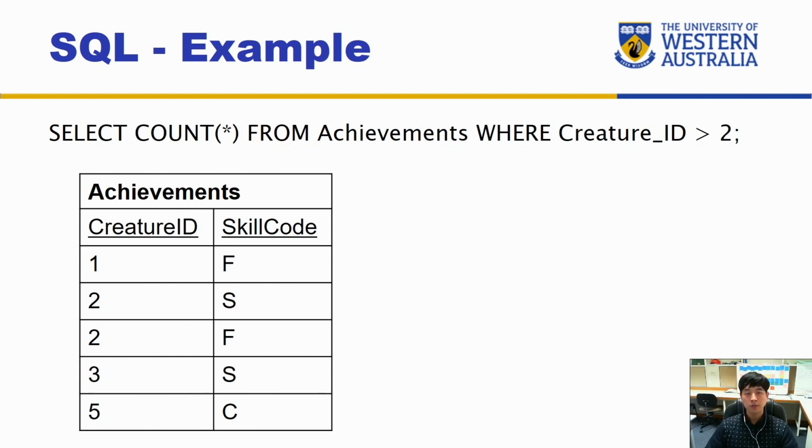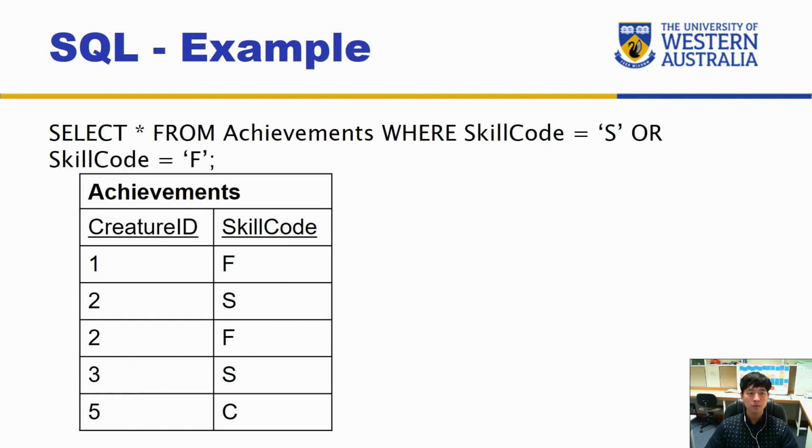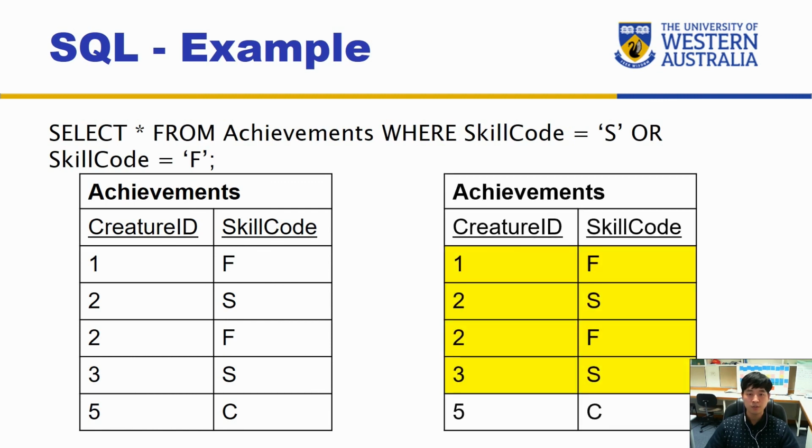Okay, so we can do some other stuff like select count star from achievements where creature ID is greater than 2. It does something similar to before, but this time I'm just counting the number of rows that match this condition. Okay, so we'll get the value 2 out of this. Okay, next one, select star from achievements where skill code is S or skill code equals F. Okay, so whenever the skill code is either of those, it's going to return us this. So using SQL, as you can see, is quite basic, but once you have a lot of conditions you like to match, the command can get quite complicated quickly.